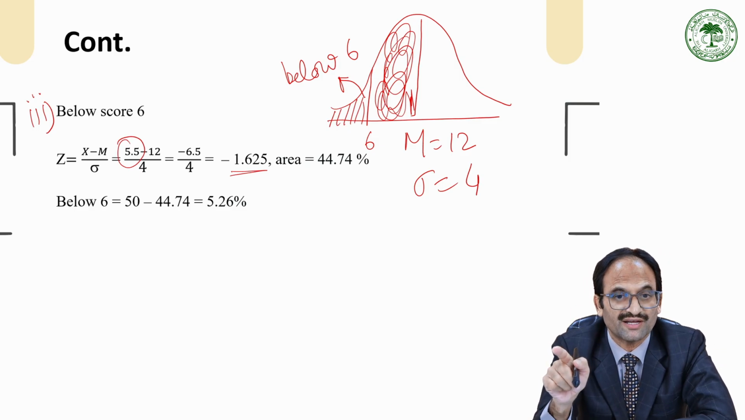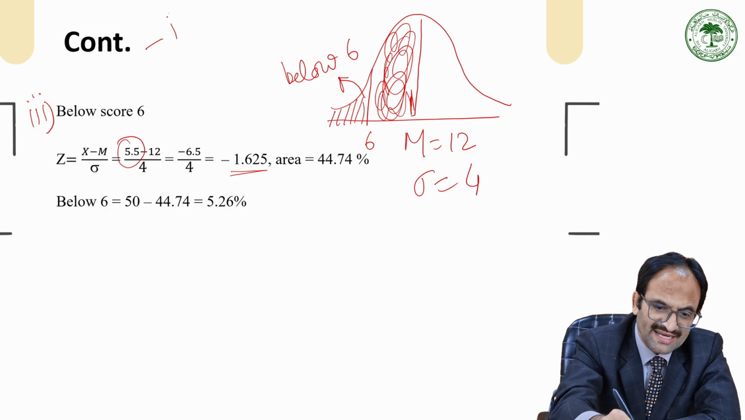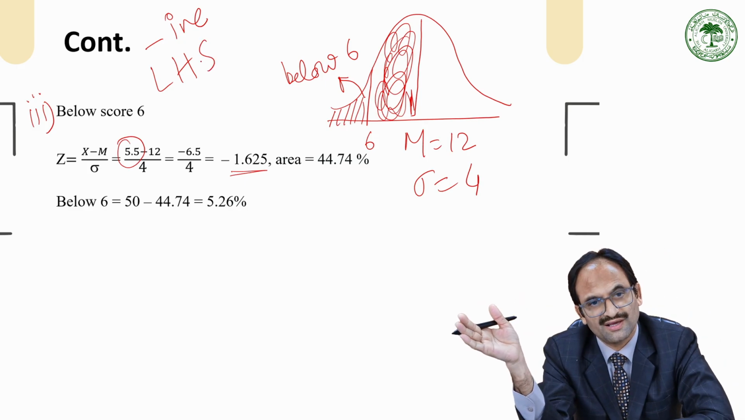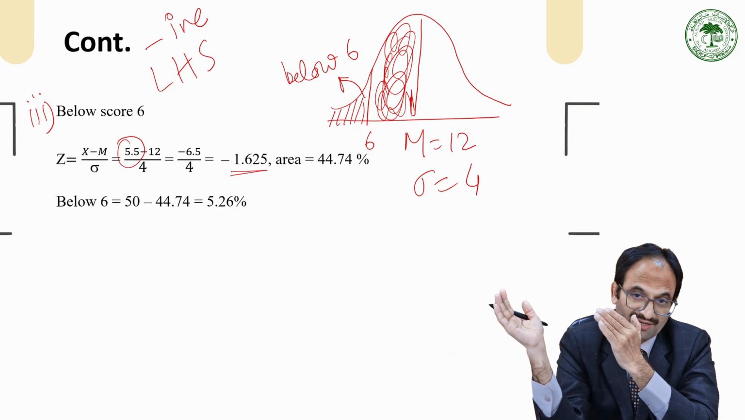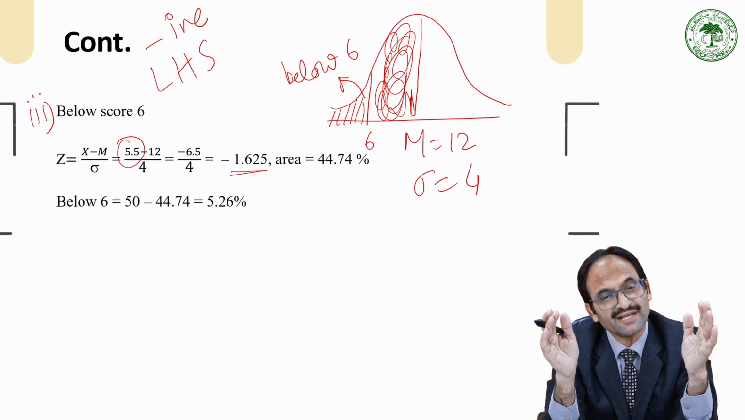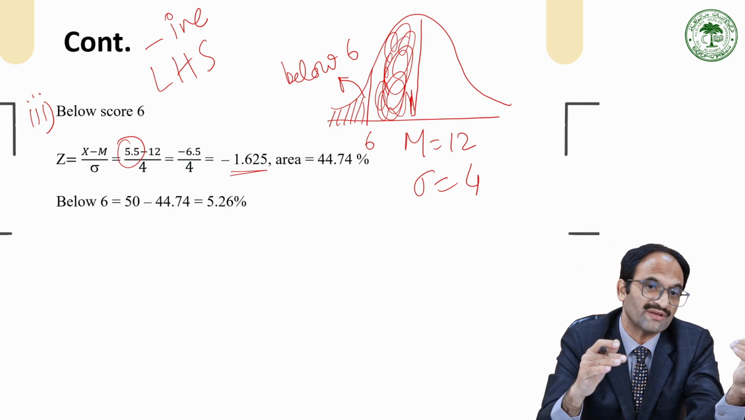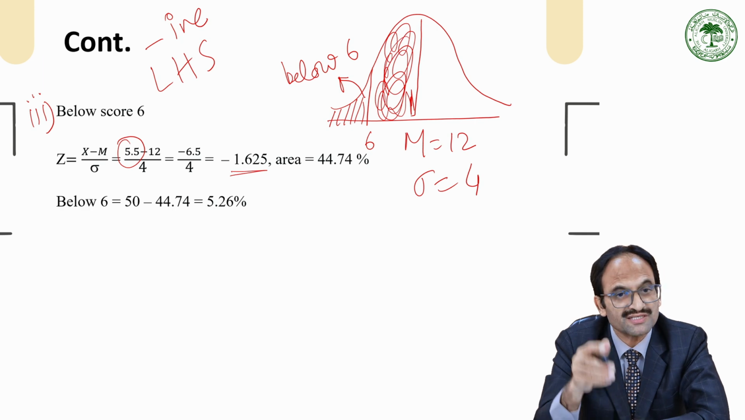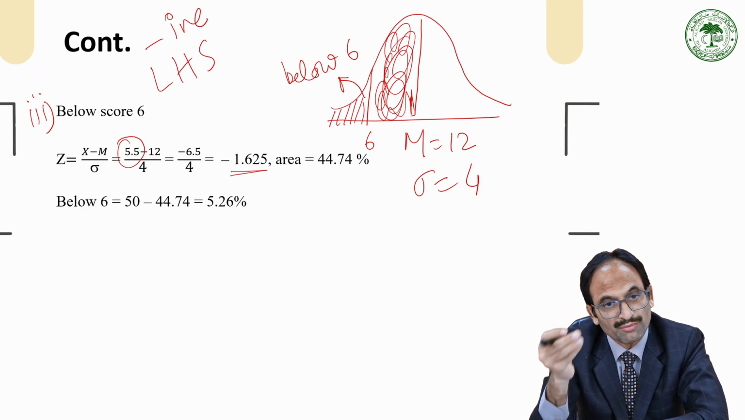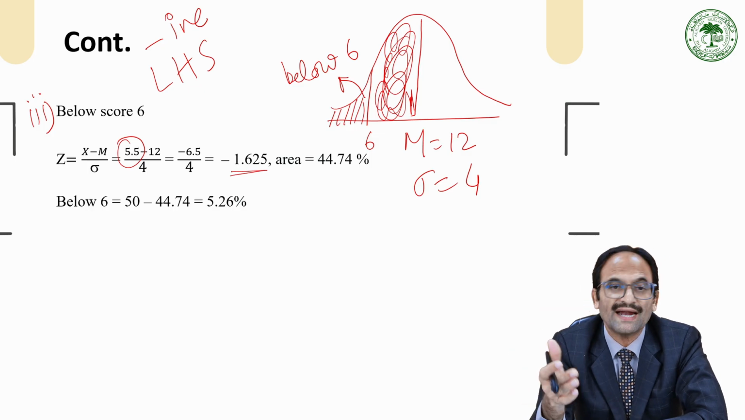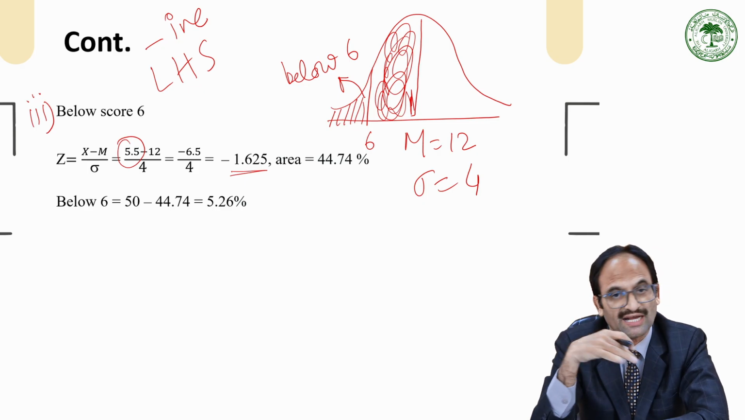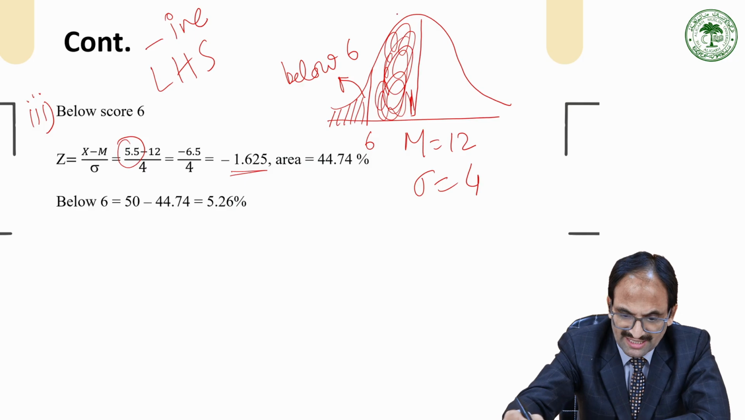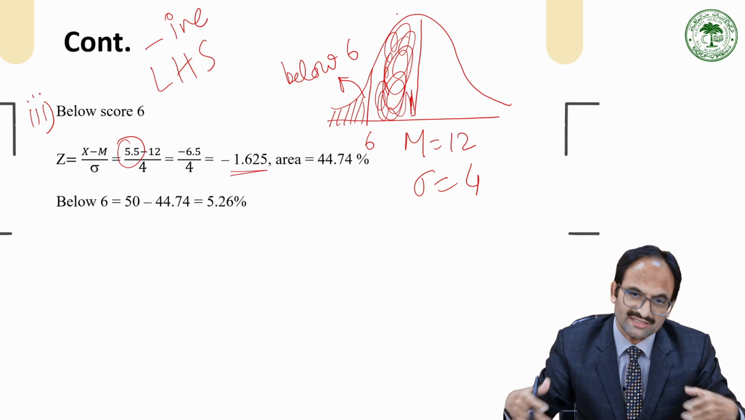1.625 with a negative sign. And remember, the negative sign indicates that you are moving towards the left hand side. If you are getting a positive sign, it means you are moving towards the right hand side of the mean in the curve. But if you have the negative sign, it means you are moving towards the left hand side of the mean in the curve. So here, since your score is 6, which is less than your mean 12, you are getting the negative sign, and this negative sign shows that you are moving towards the left hand side of the mean in that particular curve.